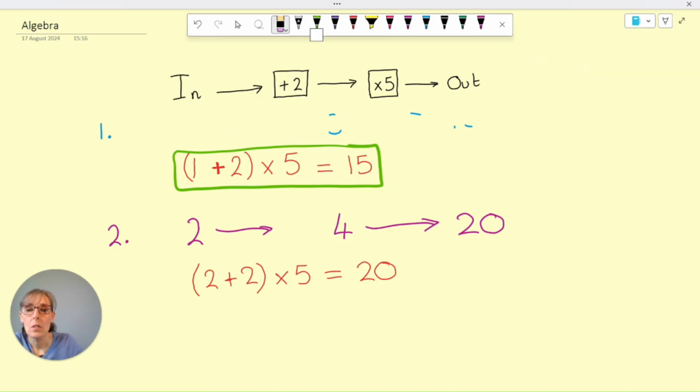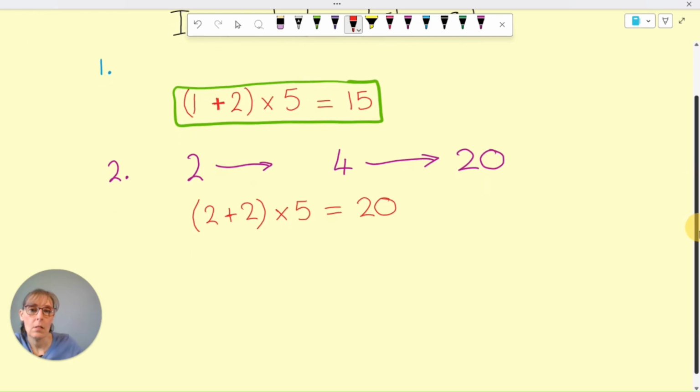So, because we're adding 2 first, that's the first thing we do, we have to make sure we put it in brackets to make sure that it's clear that's the first thing we do. Okay, right, let's go down.